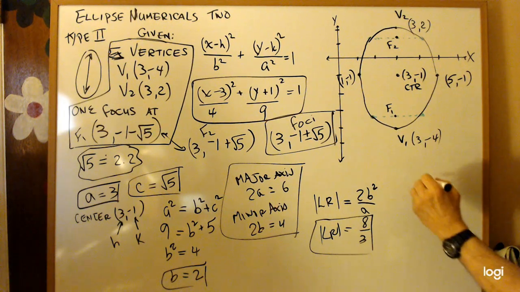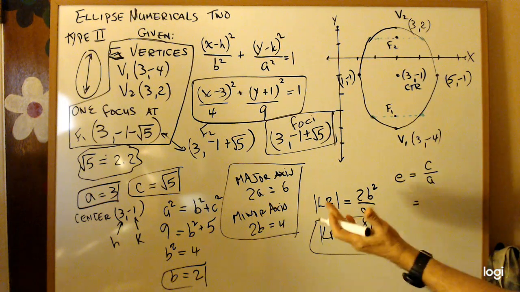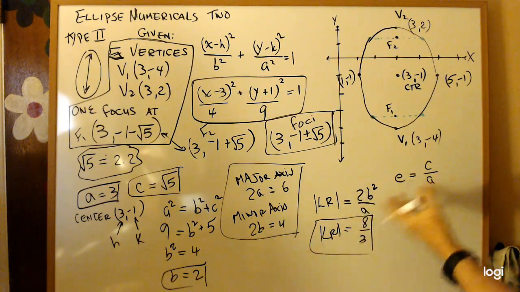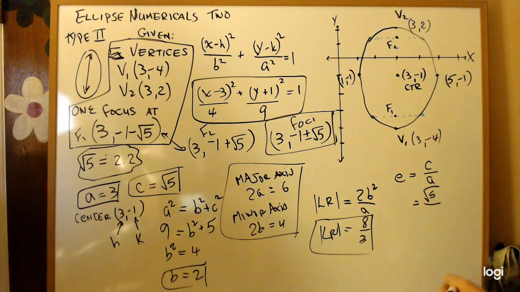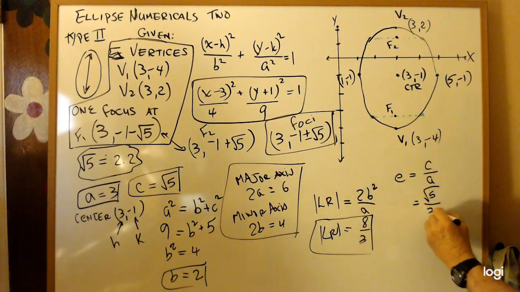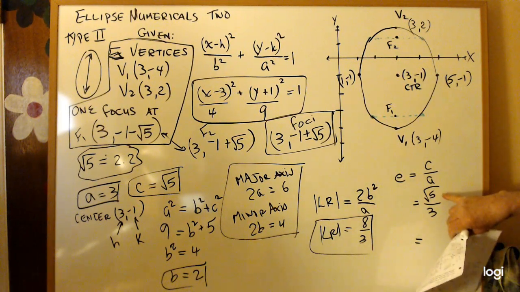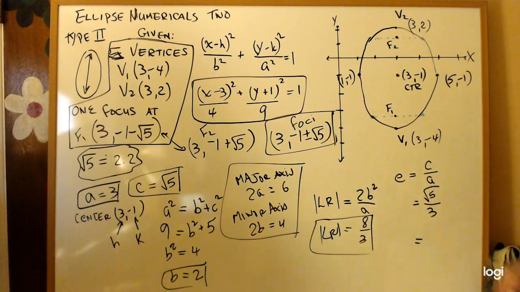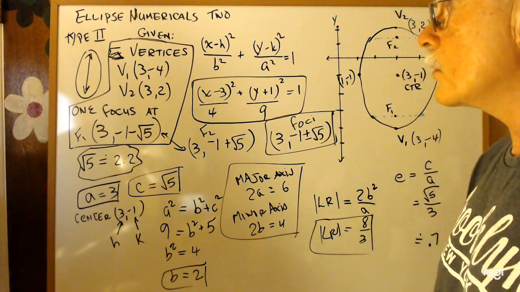And in case you're asked for the eccentricity, which I neglected to do on the last one, I forgot. It's easy. It's c over a. So c is radical 5, and a is a 3. If you put this in your calculator, this is 2.236 divided by 3, so it's about 0.7 and change. And we're supposed to know that for an ellipse, the eccentricity is between 0 and 1.